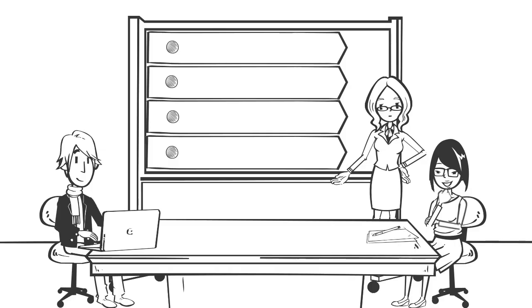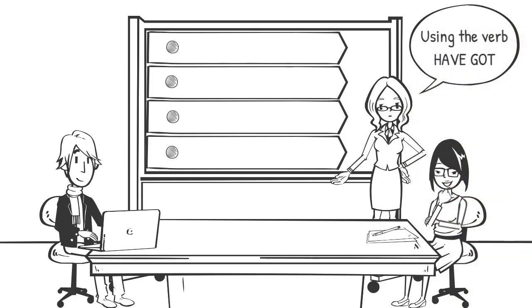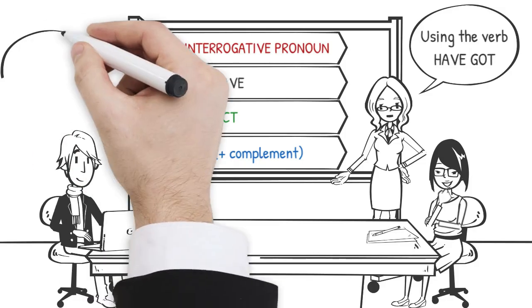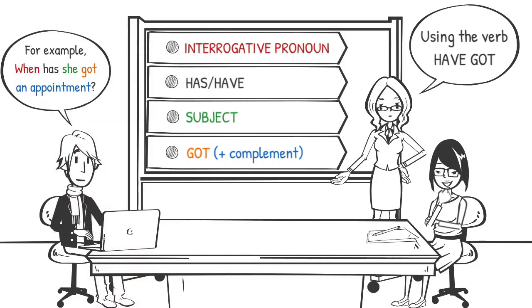Similarly, you can create an open question with the verb have got. Again, you start with the interrogative pronoun, followed by has or have, and then the subject. The word got comes after the subject and is always followed by a complement. For example, in the question, when has she got an appointment? An appointment is the complement.